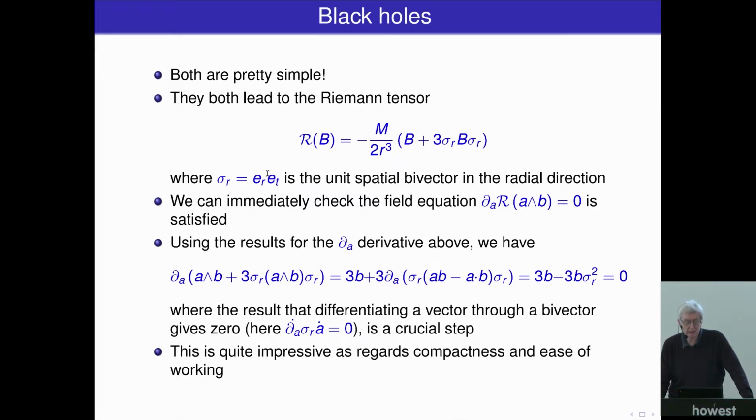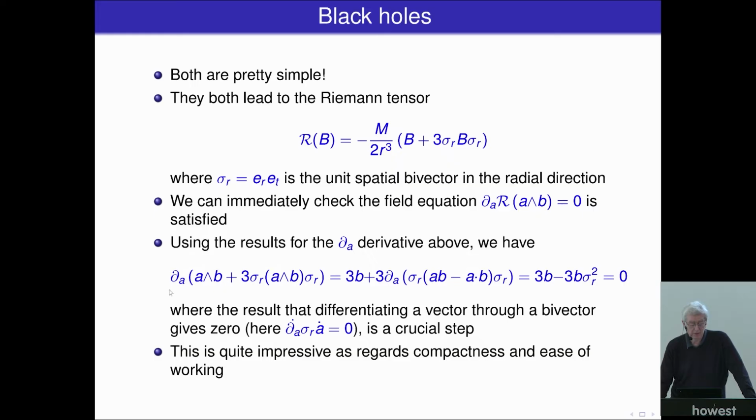R of B is minus m over 2r cubed, B plus 3 sigma r B sigma r. And you can see that this is going to return you a bivector, because here we've just got the bivector coming back, but here we've sandwiched it in sigma r. That's going to give you another bivector. So it is indeed a mapping of bivectors. And you can immediately check this field equation I talked about, using the results for the dA derivative above.